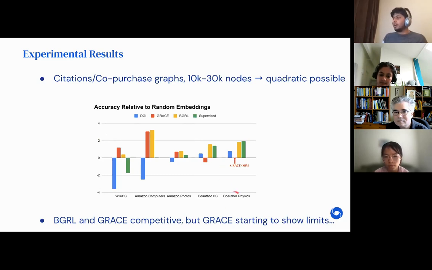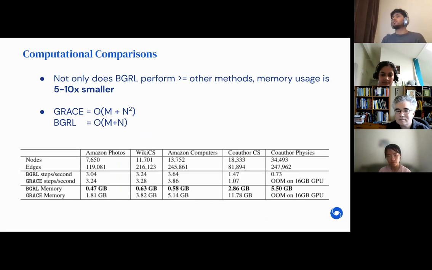But we see that on the largest graph, which is the one with 30,000 nodes, Grace is starting to see some of its limits because it runs out of memory on a 16 GB GPU. So it's interesting that not only does BGRL perform better in terms of accuracy, the memory usage is also much better, because Grace is supposed to scale as O of m plus n squared for the quadratic loss, and BGRL is just O of m plus n.